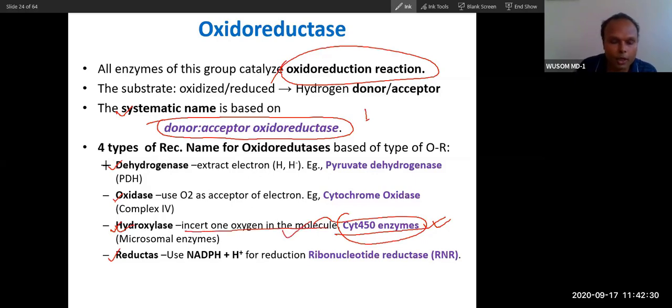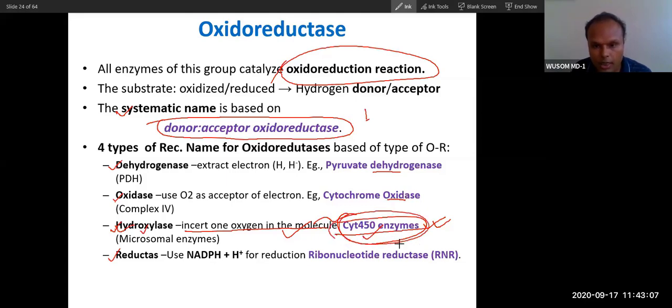The others you will remember, because dehydrogenases will be coming many times. In an enzyme catalyzing a dehydrogenase reaction, you will see dehydrogenase written here. An enzyme catalyzing an oxidase reaction, you will see oxidase. An enzyme catalyzing a reductase reaction, you will see reductase. But for an enzyme catalyzing a hydroxylase reaction, you will not see hydroxylase written. Generally it will come as the cytochrome 450 enzyme, so you will have to remember this cytochrome 450. Even though hydroxylase is not written, you will have to understand this is the cytochrome 450 system.